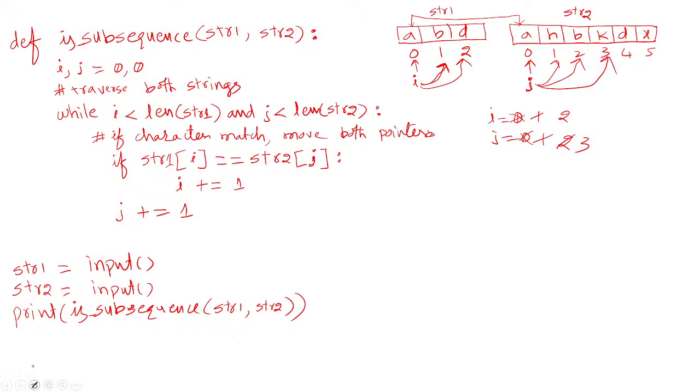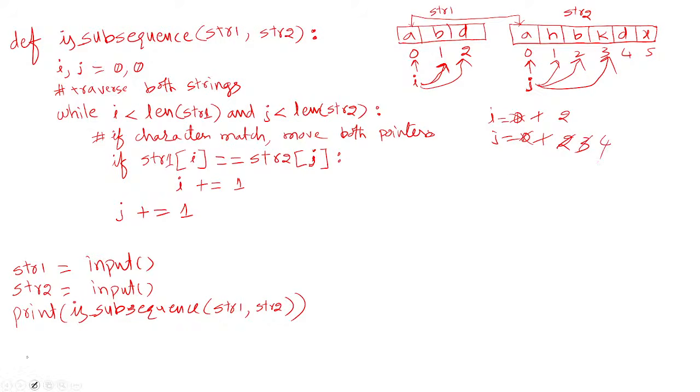Again it checks the condition in the while loop. This repeats until the condition becomes false. What is the i value? 2, so 2 less than 3, yes, and j value is 3, 3 less than 6, yes. Then it checks string 1 of 2 equal to string 2 of 3. d is equal to k? No. So only the j value is incremented, and j now becomes 4.